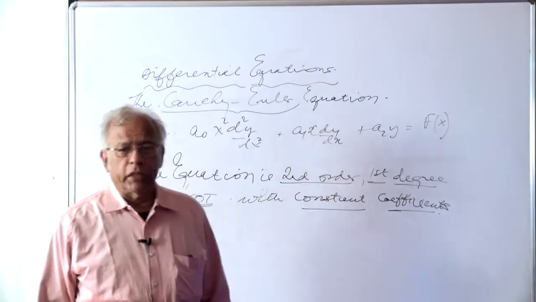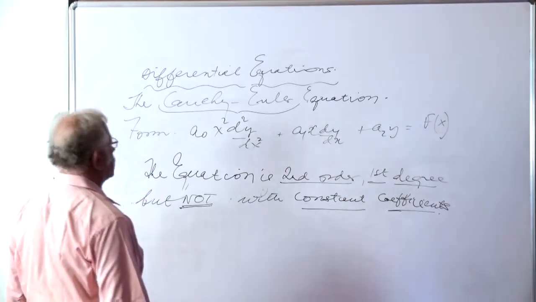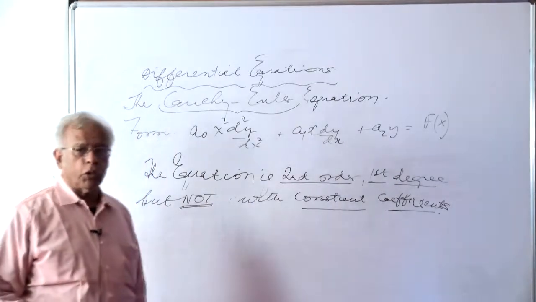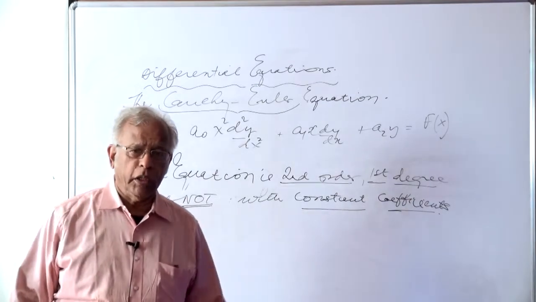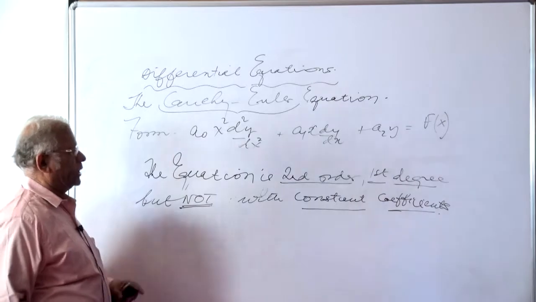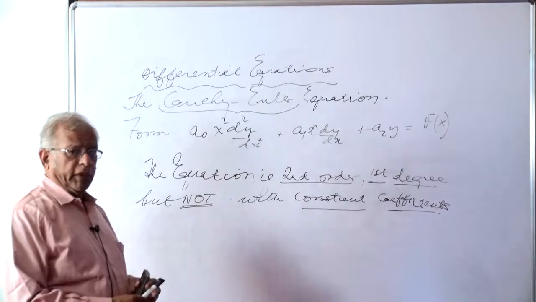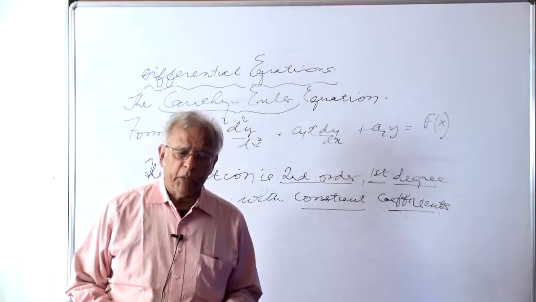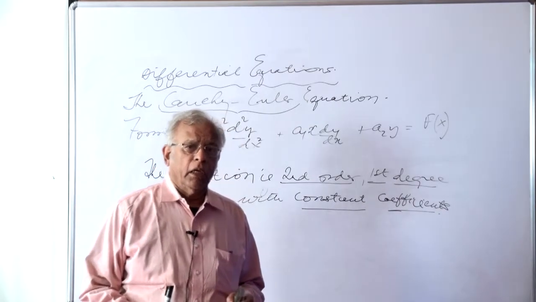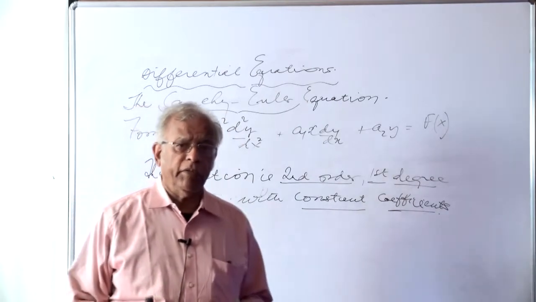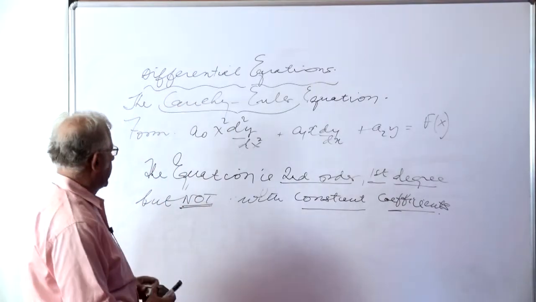Now we visit a very special equation under the category of differential equations, and that is called the Cauchy-Euler equation. The Euler's equation and the Cauchy-Euler equation are one and the very same, and one has to look very carefully at the form. When we have taken differential equations of the second order linear, we have done constant coefficients earlier in a separate lecture.